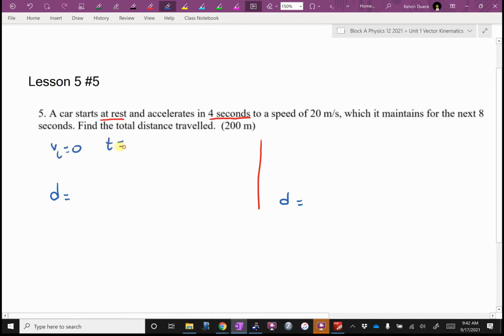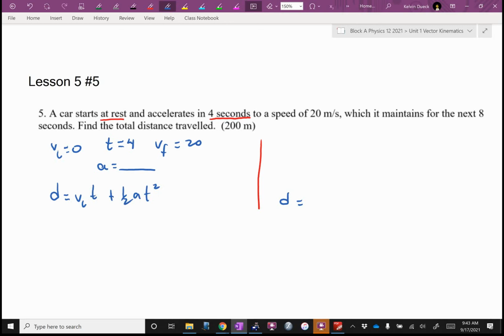And t is 4. vf is 20. That's enough to find d. Now, last year you had an equation that had vi, t, and vf and d in it. Here, this year, you'll need to find the acceleration first, and then use that to go d equals vit plus a half at squared. I have no idea what the answer is there.